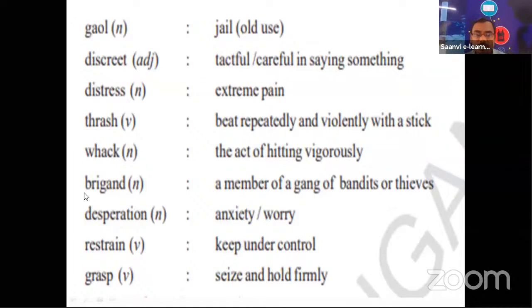Restrain: keep under control. I am trying to restrain. I am trying to keep under control. Grasp: seize and hold firmly.